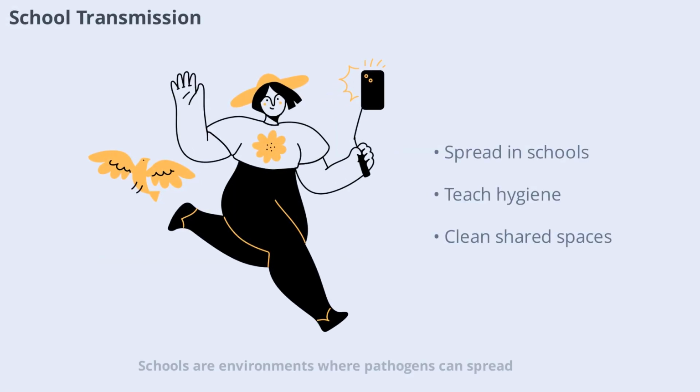Schools are environments where pathogens can spread quickly due to close contact and shared facilities. Teaching good hygiene, regular cleaning, and encouraging sick students to stay home are effective ways to reduce school transmission.